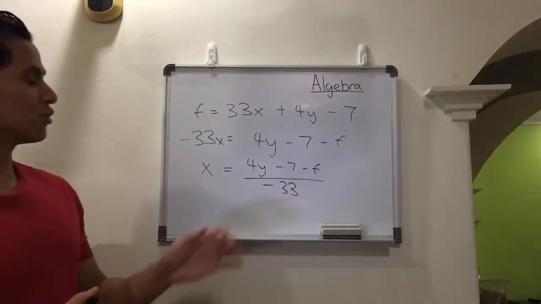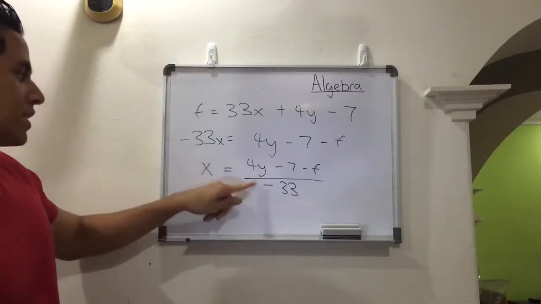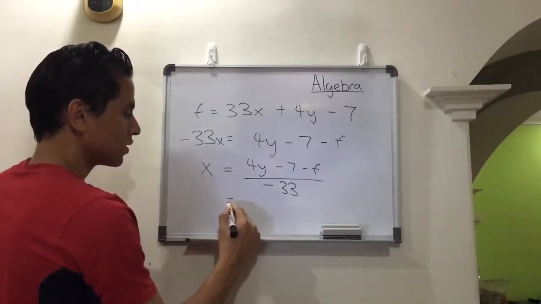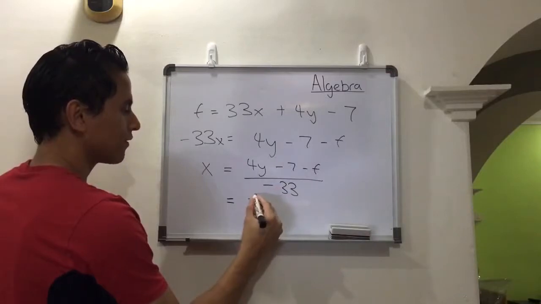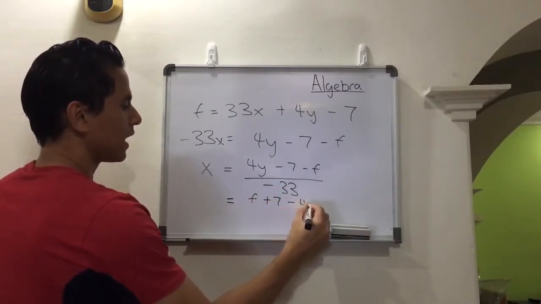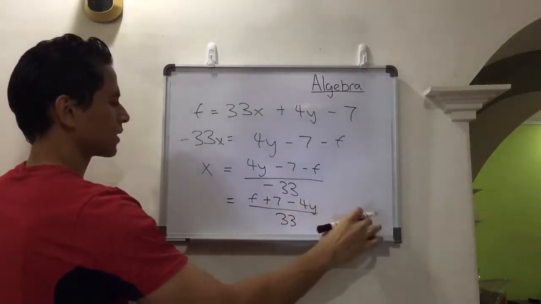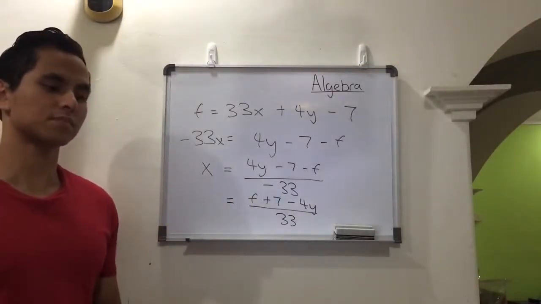Now, if you do not want to leave the denominator as a negative, you can always incorporate the negative on top. So you just change this to f plus 7 minus 4y over 33. So this is our answer for the first example.